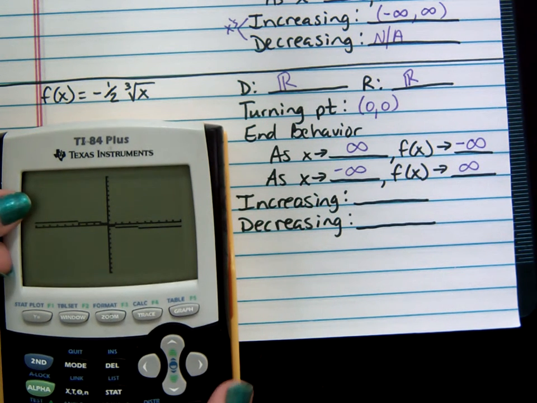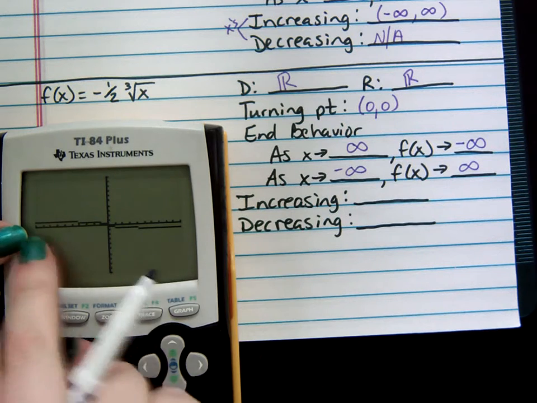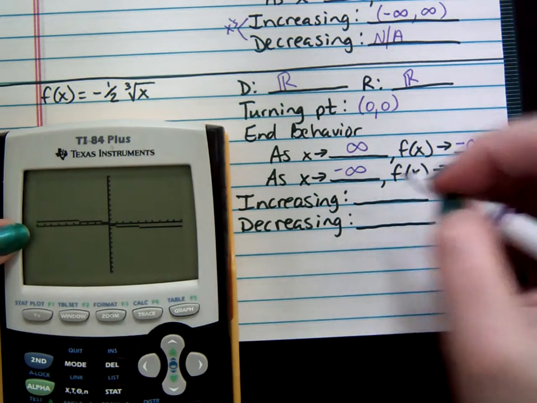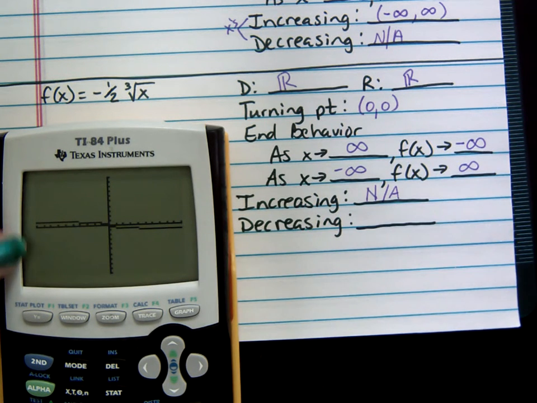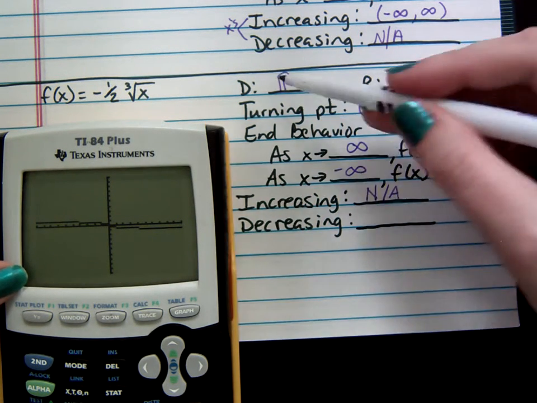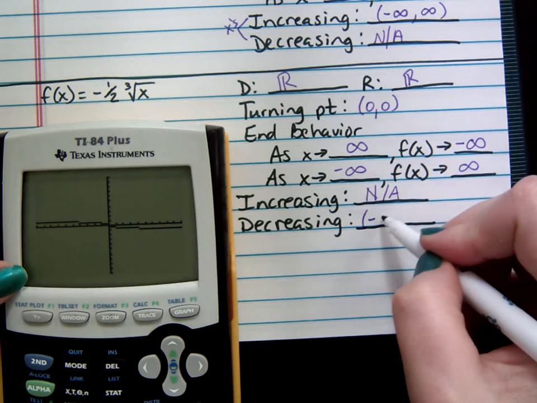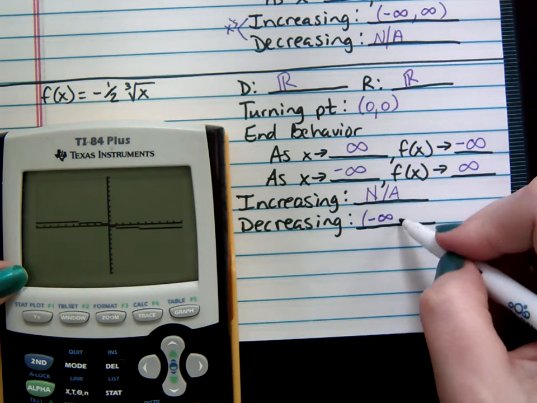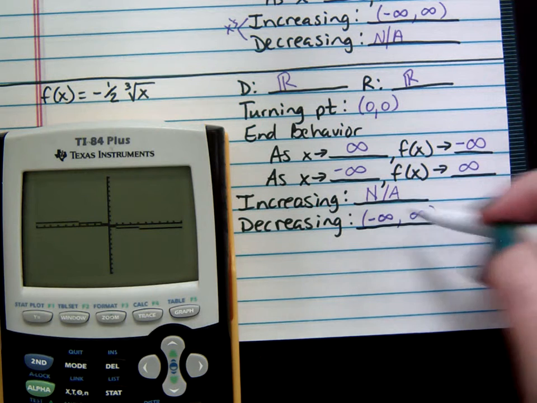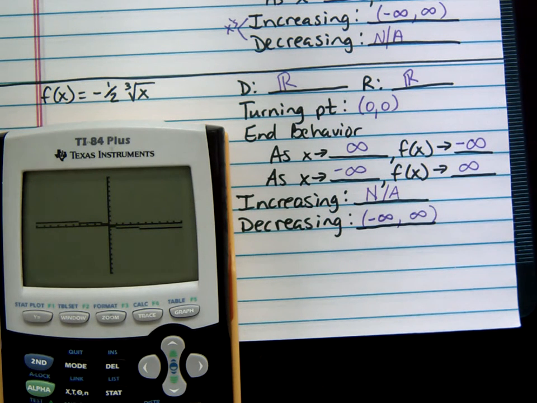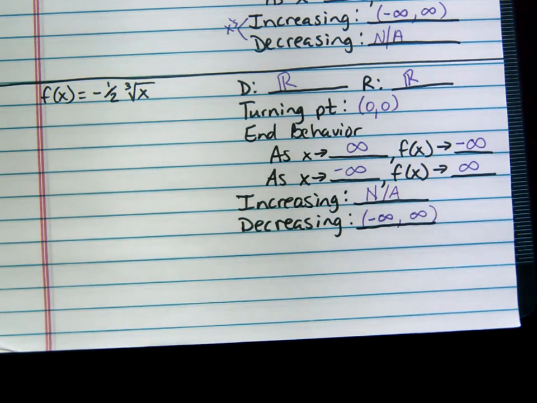For increasing or decreasing, if I go left to right, the entire time it's going down, so it does not have an increasing interval, but it is decreasing. Now, because this graph goes left and right forever, it doesn't really have a starting point, so it starts somewhere off on the left and goes somewhere off to the right. Negative infinity to positive infinity. Now remember, we can't actually reach infinity, so we use parentheses around it. Alright, so that's it for characteristics of radical functions.